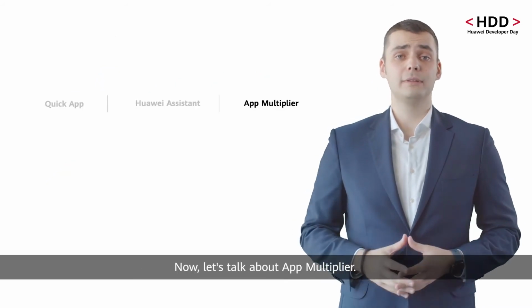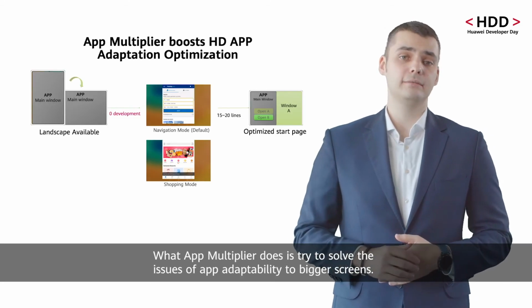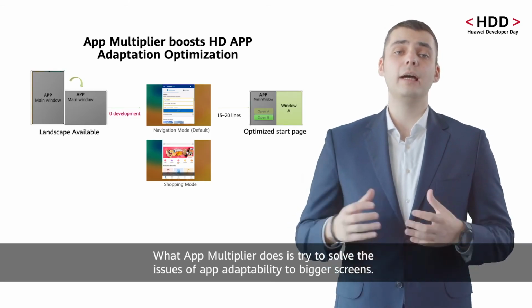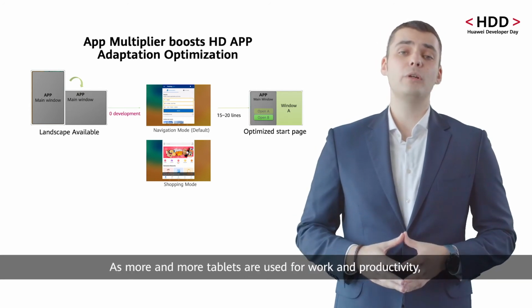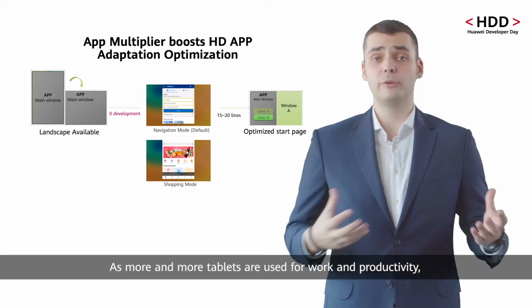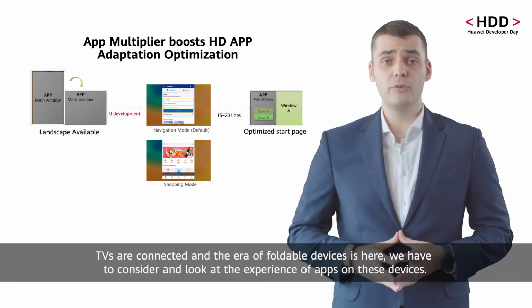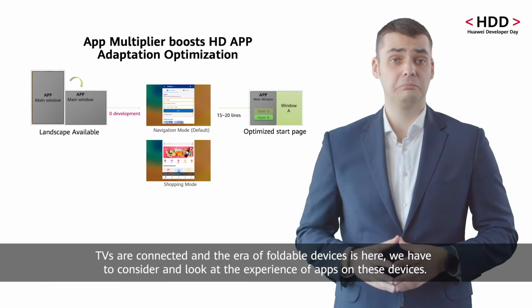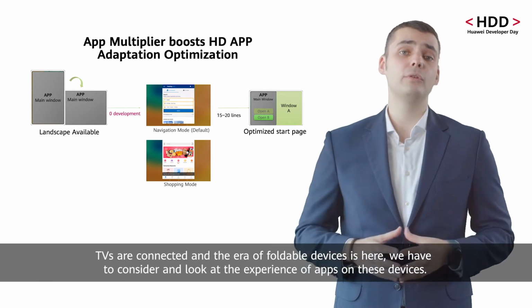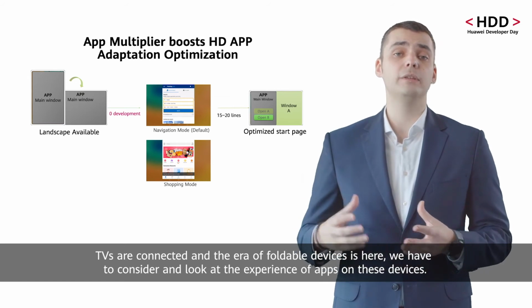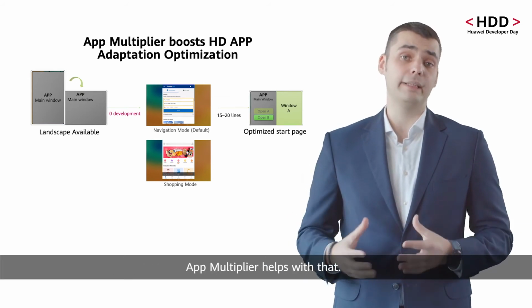Now let's talk about App Multiplier. What App Multiplier does is try to solve the issues of an app's adaptability to a bigger screen. As more and more tablets are used for work and productivity, TVs are connected, and the era of foldable devices is here, we have to look at the experience of apps on this type of device. App Multiplier comes and helps with that.